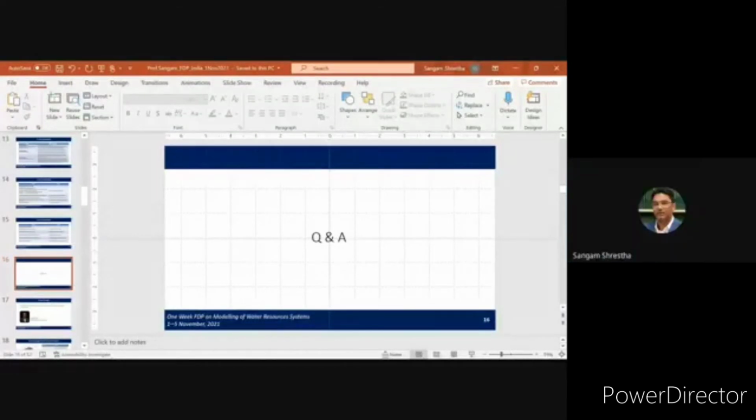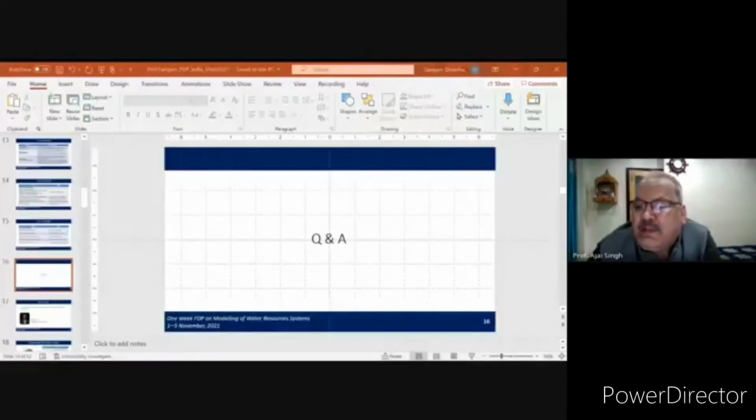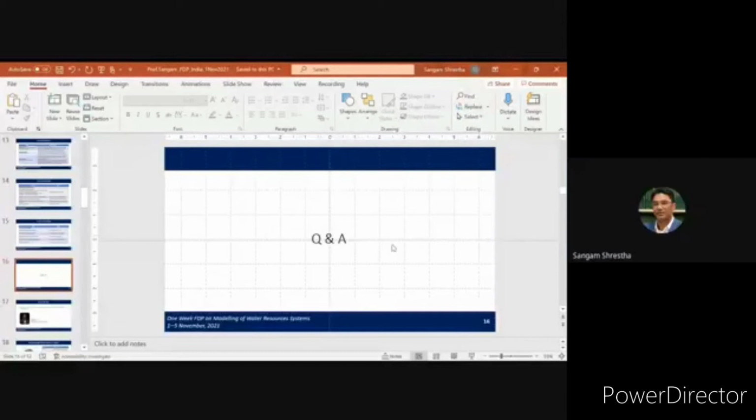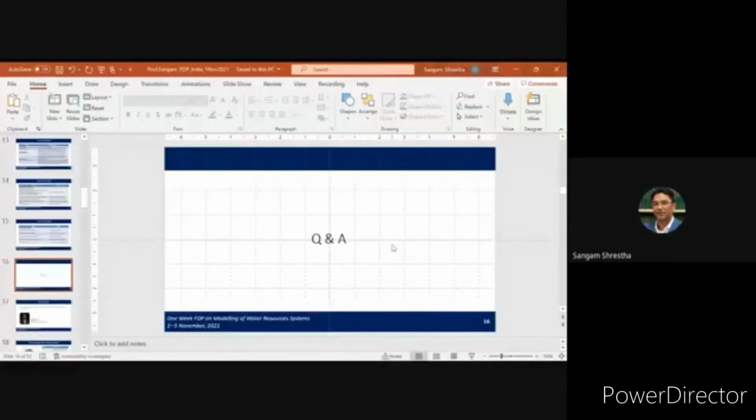So far, I see only one question, from Sunny Agrawal, and he is asking how to validate future climate scenarios. How to validate future climate scenarios? Yeah, that's a very important question, Professor Ajay.